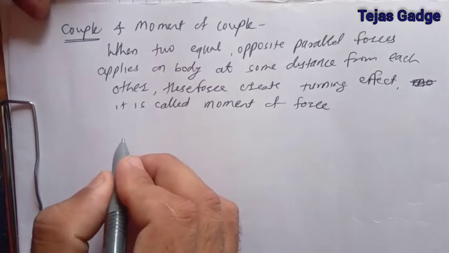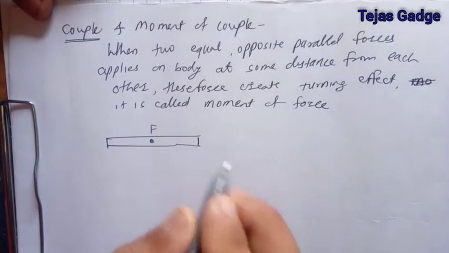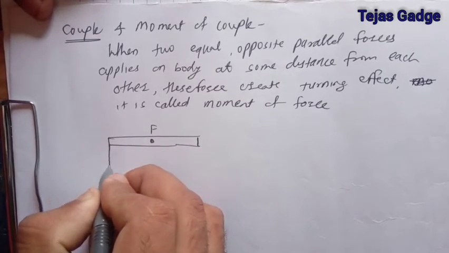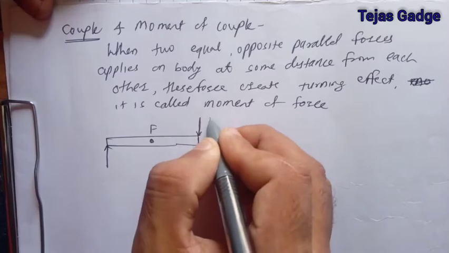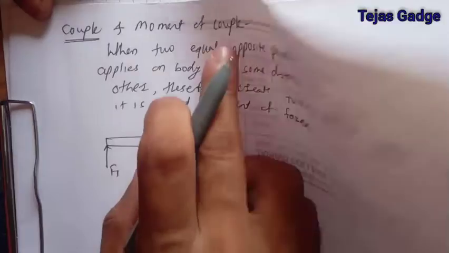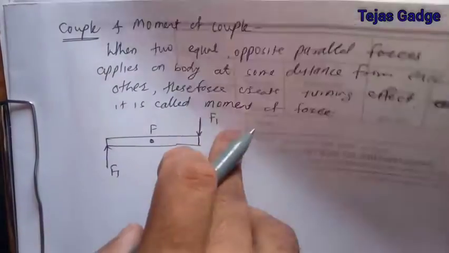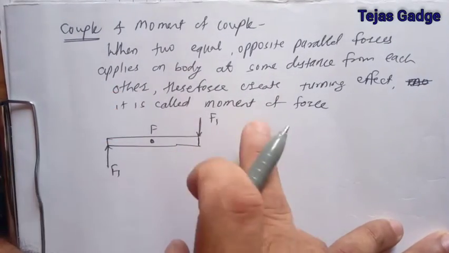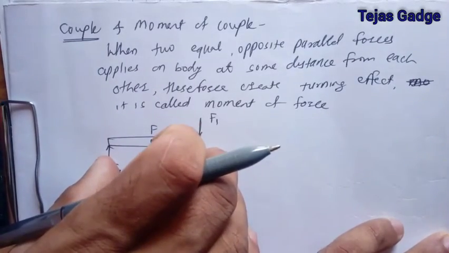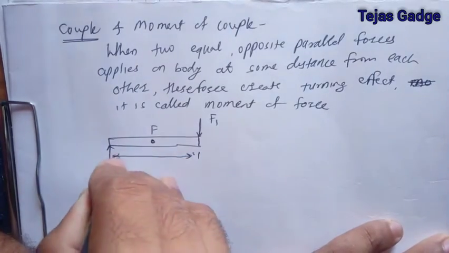What does this mean? Suppose there is a rod with a fulcrum at the middle point, and on it we apply two forces, let us say F1 here and F1 here. Because both have the same magnitude, they are equal. Secondly, they are opposite: one is applied upward, the other downward. Third, they are applied at some distance and are parallel to each other. Let us say this total distance is d.